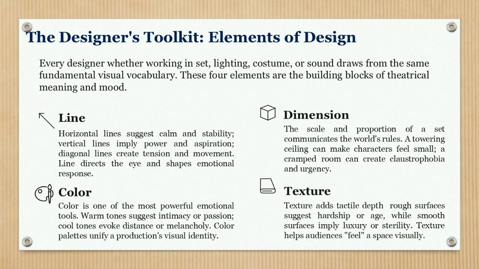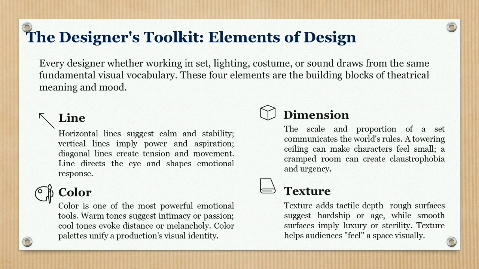The most powerful tool is line. A vertical line suggests strength and power, while a horizontal line suggests peace or stagnation. Dimension and scale are used to manipulate the character's importance. A massive door can make an actor look childlike and vulnerable. Through these basic geometric tools, a designer can guide the audience's eye exactly where it needs to go.